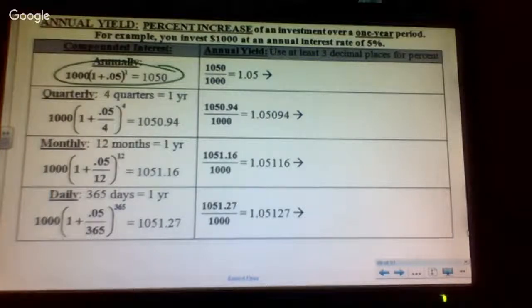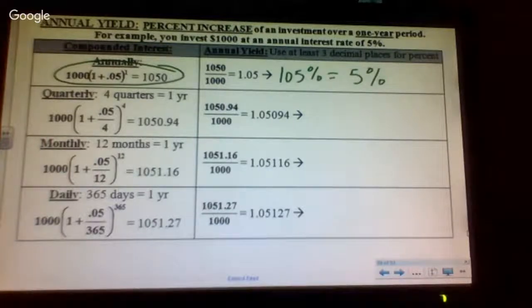To find your annual yield, you take your new price divided by your old. We did that back in 10.3 part 1, where we did the ratios. So 1.05 is the annual yield as a decimal. Change this back to a percent: 105%. So this has a 5% annual yield. It's 5% above 100. So you've made 5% of your $1,000 investing it this way.